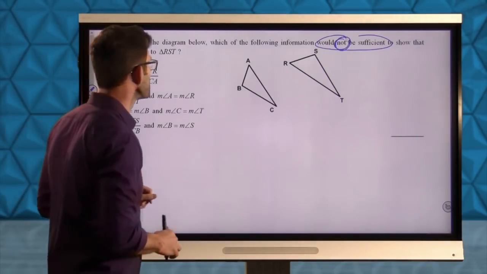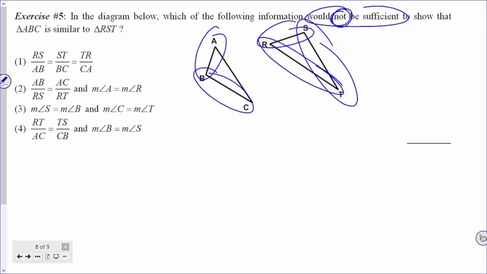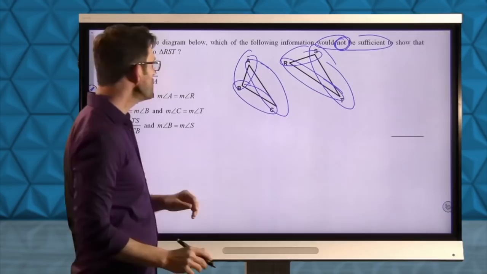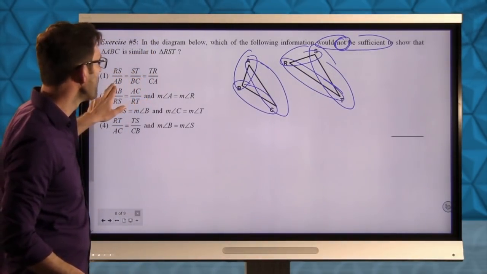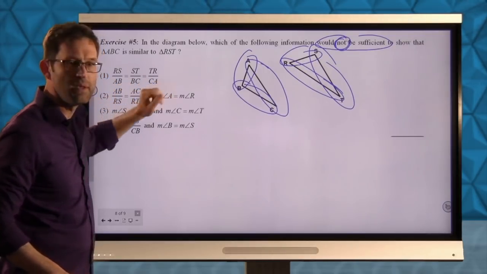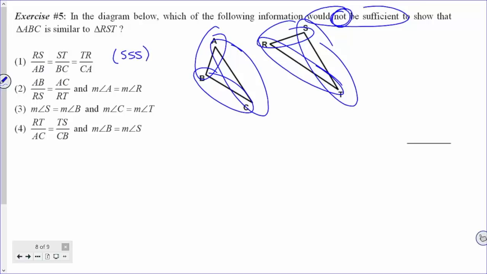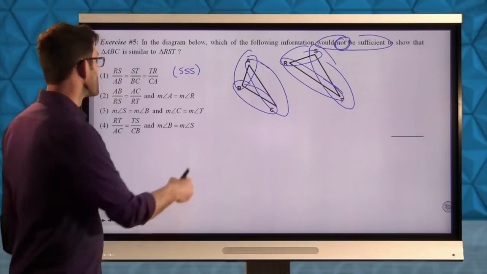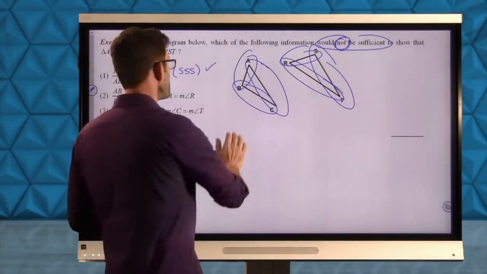Choice 1 says, well, RS divided by AB is equal to ST divided by BC, which is equal to TR divided by CA. Notice that in each case I took a side length of RST and divided by a side length of ABC. So this is actually the side-side-side theorem of similarity. That one's good, no problem there. That's going to get the job done.